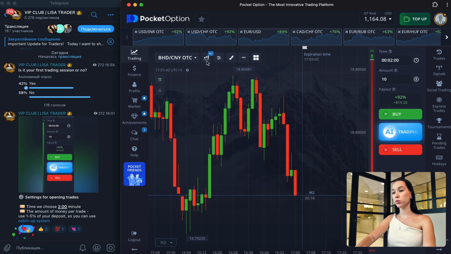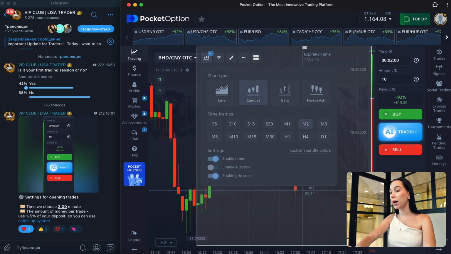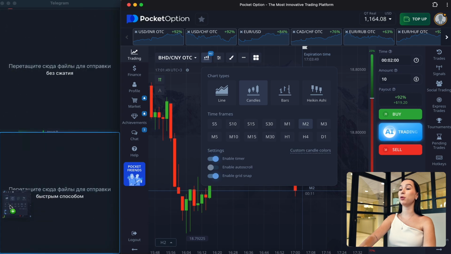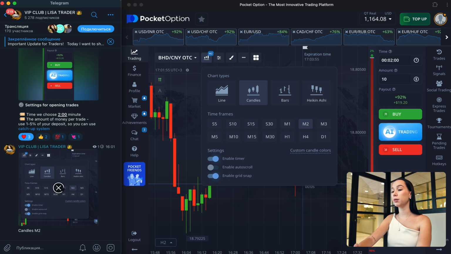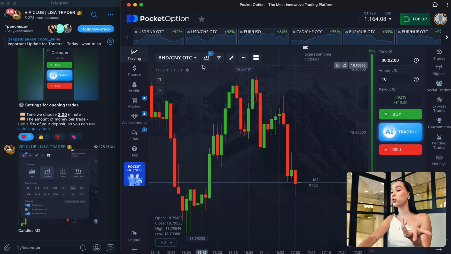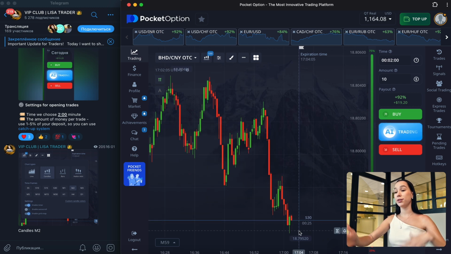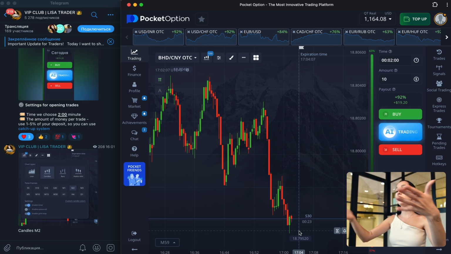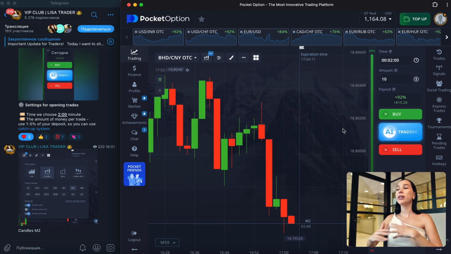After that, because some people still ask me why we have absolutely different charts even though it's the same currency pair, it is simply because we have different time frames of the candles. For example, I have M2, so each candle lasts 2 minutes. After that, a new one appears on the chart. But if you choose, for example, 30 seconds, S30, your chart, even if it's the same currency pair, will look absolutely different from M2. So actually, it doesn't matter.